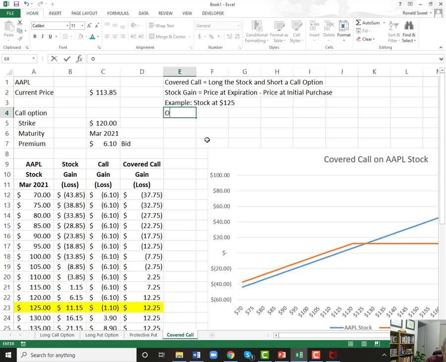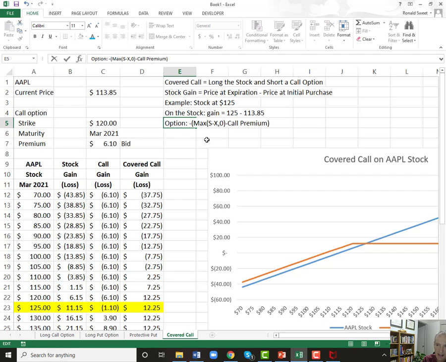So on the stock, our gain will equal 125 minus 113.85. On the option, here's really important. On an option, it's the same formula: max of S minus X comma 0, minus the call premium. It's the exact same formula except we sold the call. So you don't change premium, you don't change formulas. A lot of students get confused. The exact same formula. What's the only difference? Well, it's minus all of that.